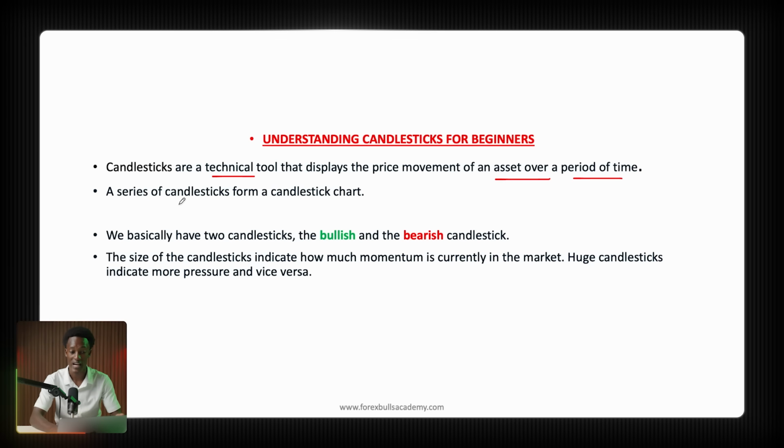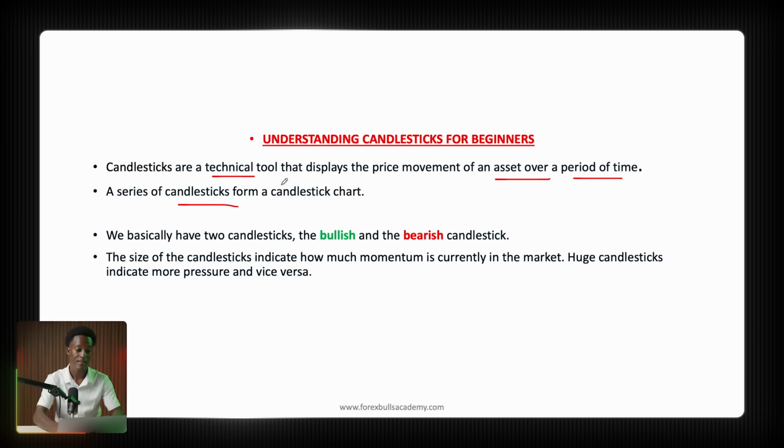Then a series of candlesticks form a candlestick chart. Now, we basically have two candlesticks. We have a bullish and a bearish candlestick. You guys remember what we said? It's either the price is going up or going down, and that's where these two come in. So we have the bullish and then the bearish.